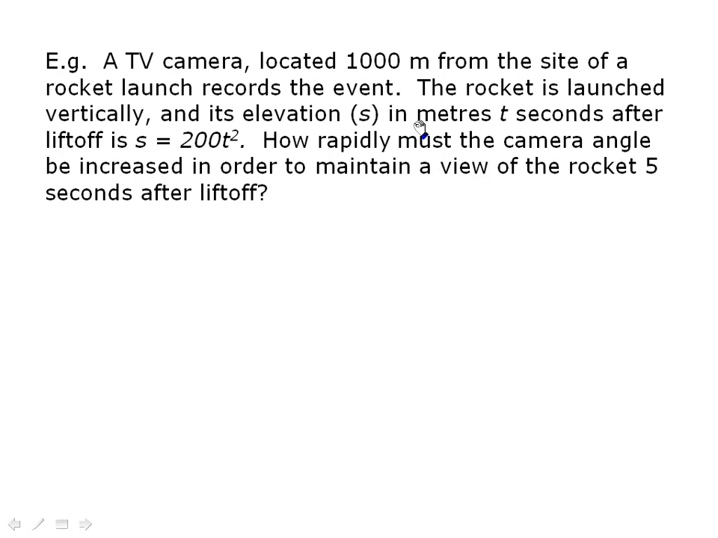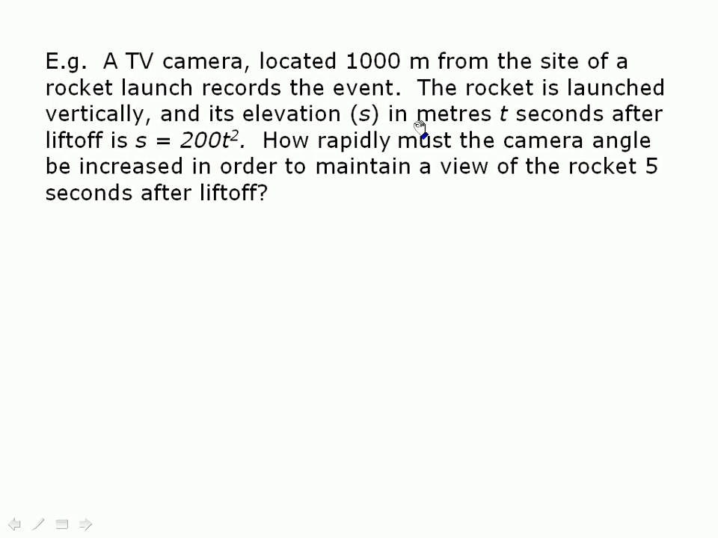So you've got a TV camera located 1,000 meters from the site of a rocket launch. On the ground, it's recording the event. The rocket is launched vertically, let's say, and its elevation in meters at a certain time after liftoff is given by this formula, S is equal to 200t squared. Seems reasonable. And we want to figure out how rapidly must the camera angle be increased in order to maintain a view of the rocket 5 seconds after liftoff.